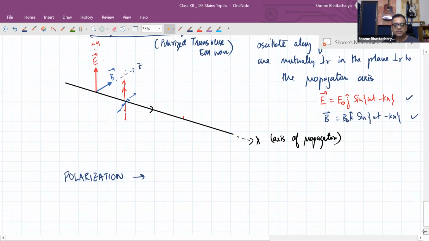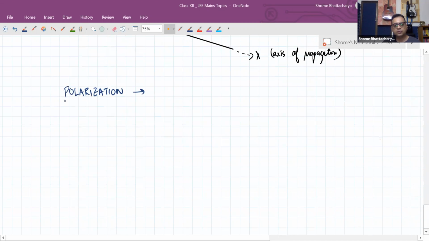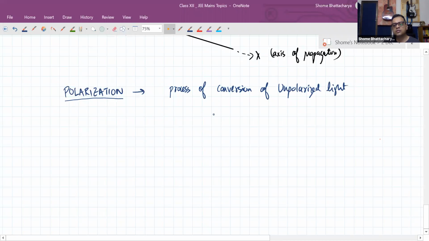Yeah. So coming back to this definition, polarization is the process of converting natural unpolarized light into polarized light. Okay, so it is the process of conversion of unpolarized light into polarized light.